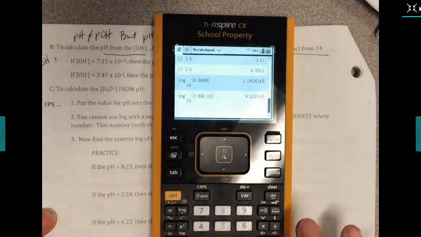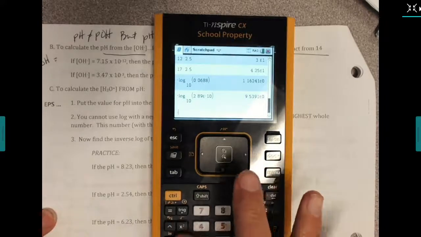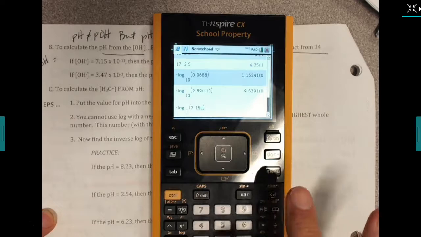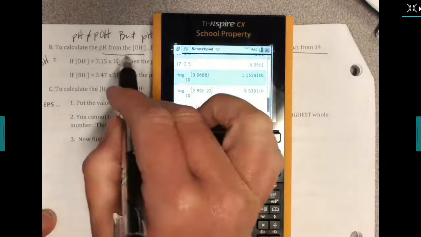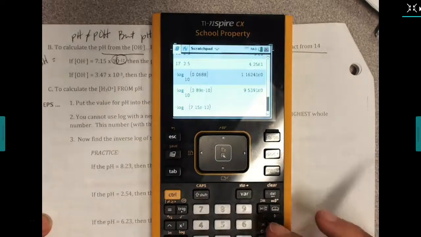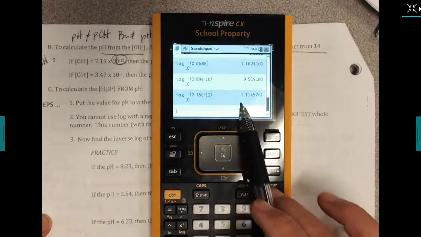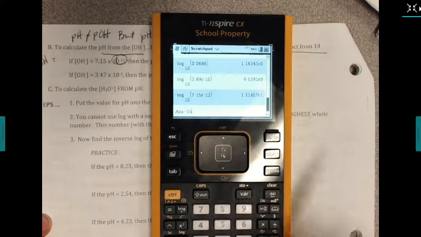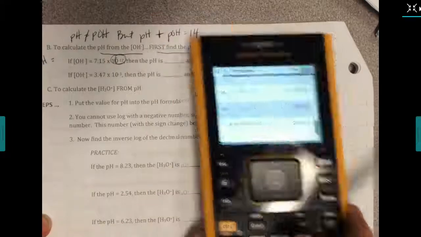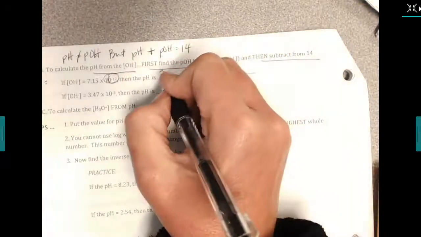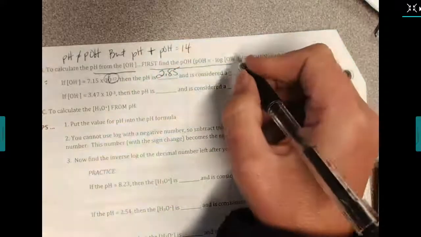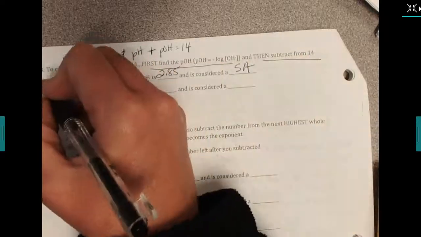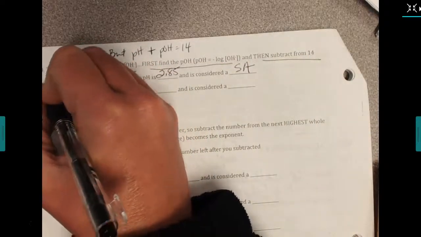So let's do it. We have the negative log of 7.15 E to the negative 12. So we don't have very many hydroxides, so that's going to tell me it's going to be a low pH. And we hit enter, and we get 1.1 times 10 to the first, so 11. And we're going to subtract 14, take the absolute value of 2.85. So this is 2.85, and it is considered to be a strong acid. So our pOH was 11.15.